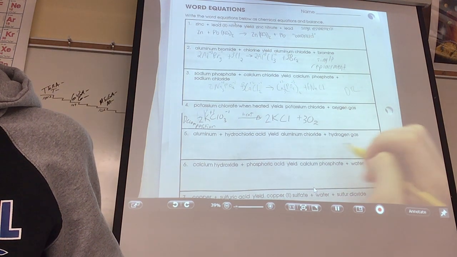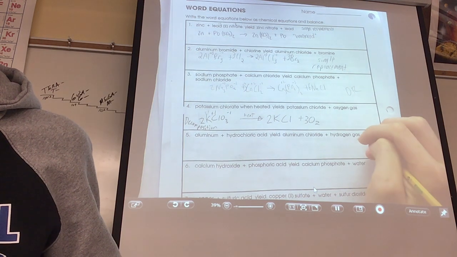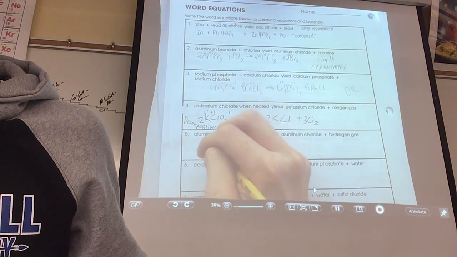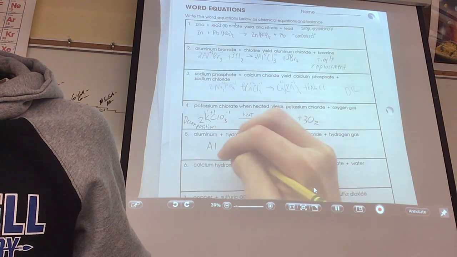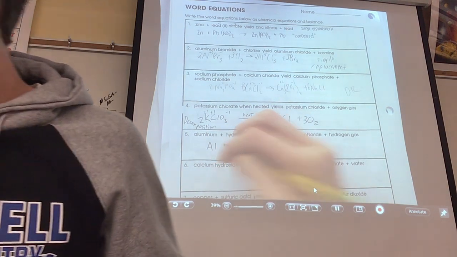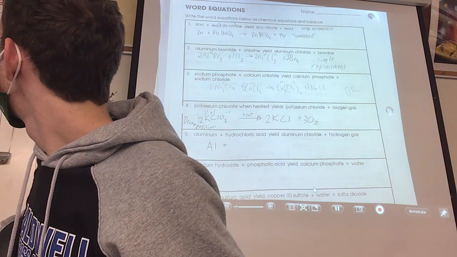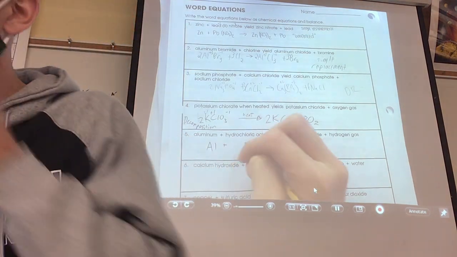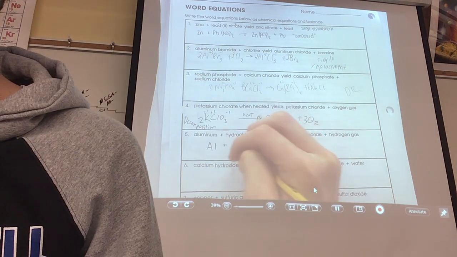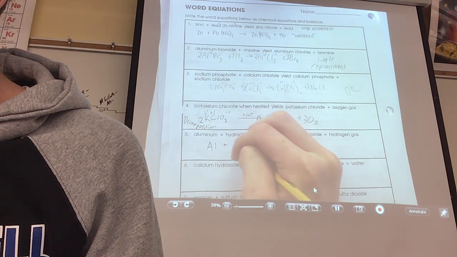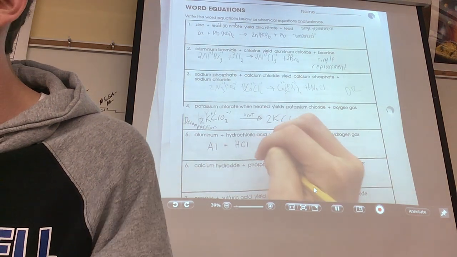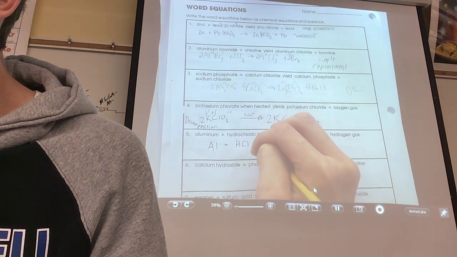So, this is single replacement. I'm doing number 5. Aluminum, and that is not a diatomic. Hydrochloric acid is HCl, and I think that's also not diatomic.